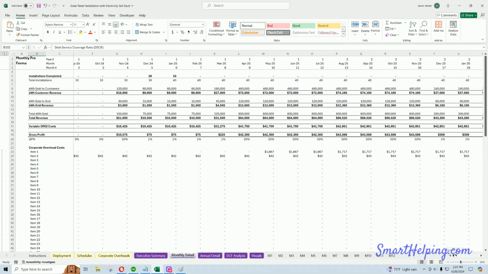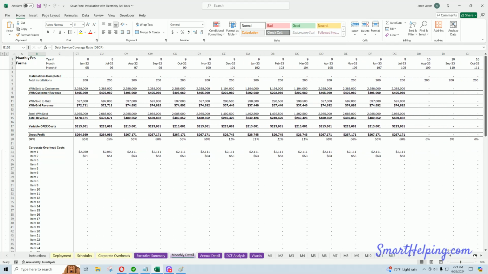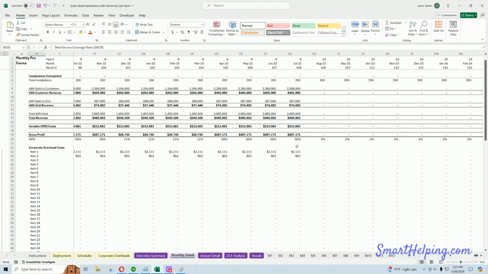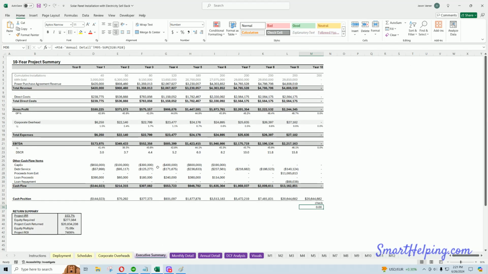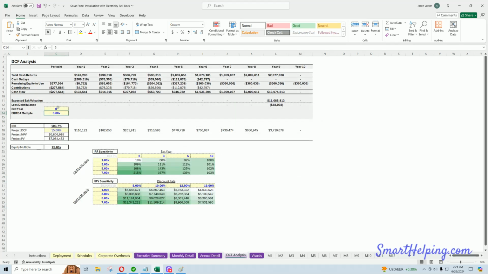Same with the monthly. You can see it will stop after the 9th year. So that's nice and neat. Executive summary, same deal. We go back here. Let's just put it to 10. Maybe change the exit multiple to a 6x EBITDA.